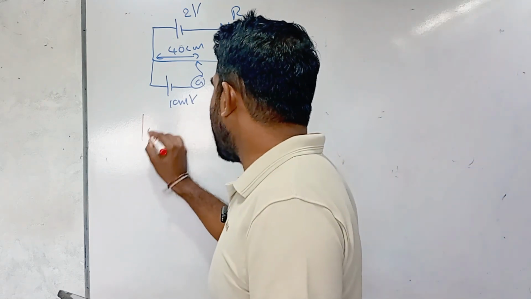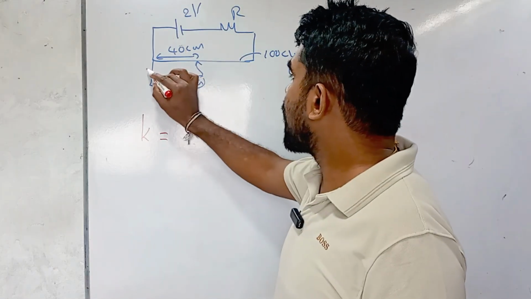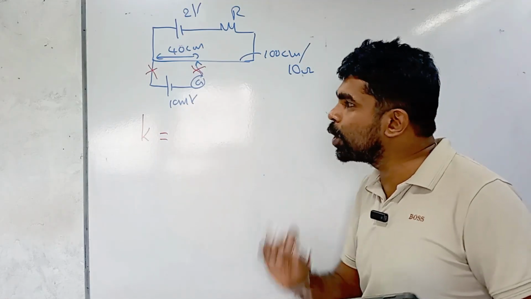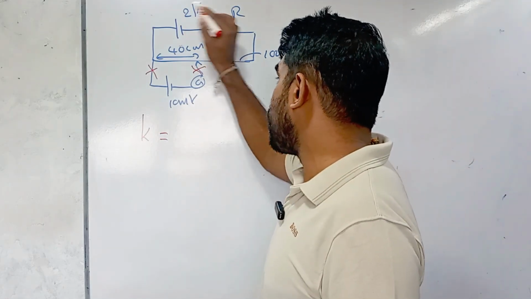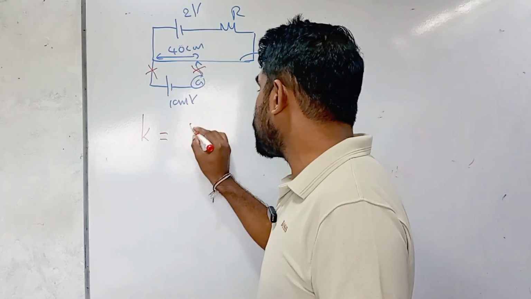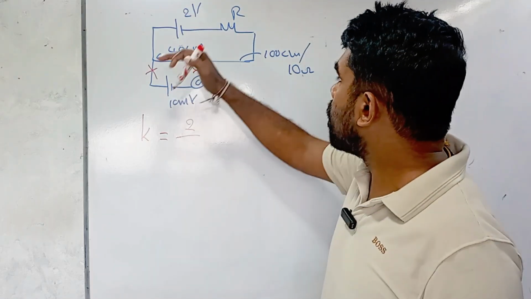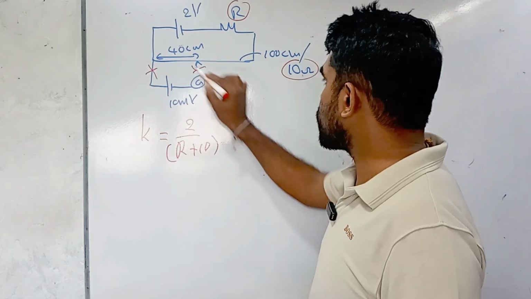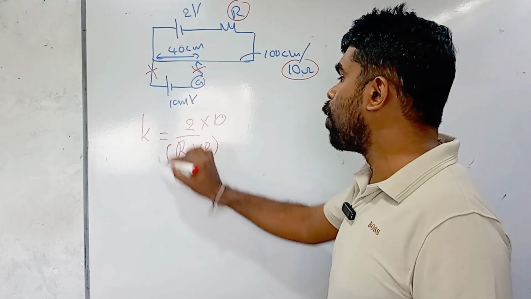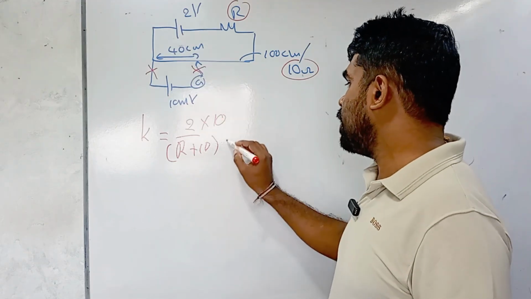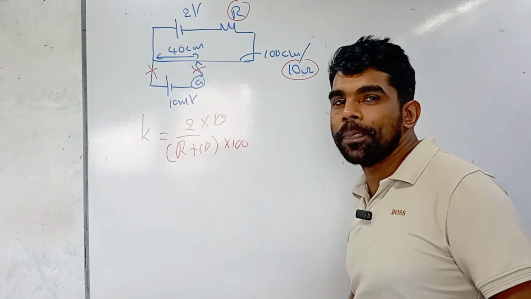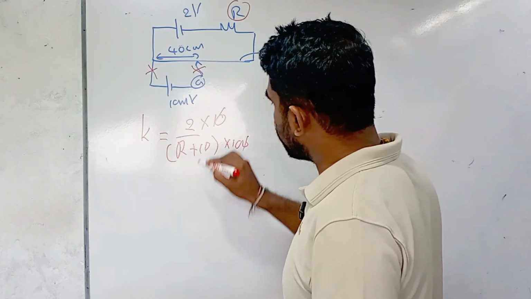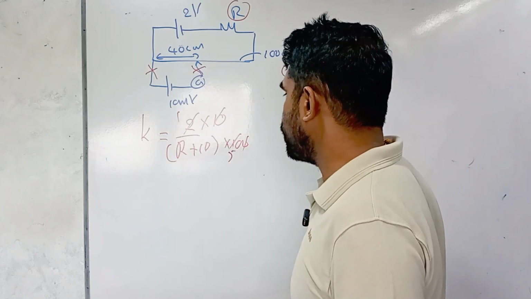Then we can write the k value. In the balance situation, we can consider the current through these two parts as 0. Then the total voltage for the above circuit is 2 volts. We have to divide by the sum of resistors, 10 plus R, and multiply by the corresponding resistance. This one is the voltage across the wire. And we can divide it by 100 to obtain the potential difference per 1 centimeter. Then we can simplify it. 2 divided by 2 is 1, 5.